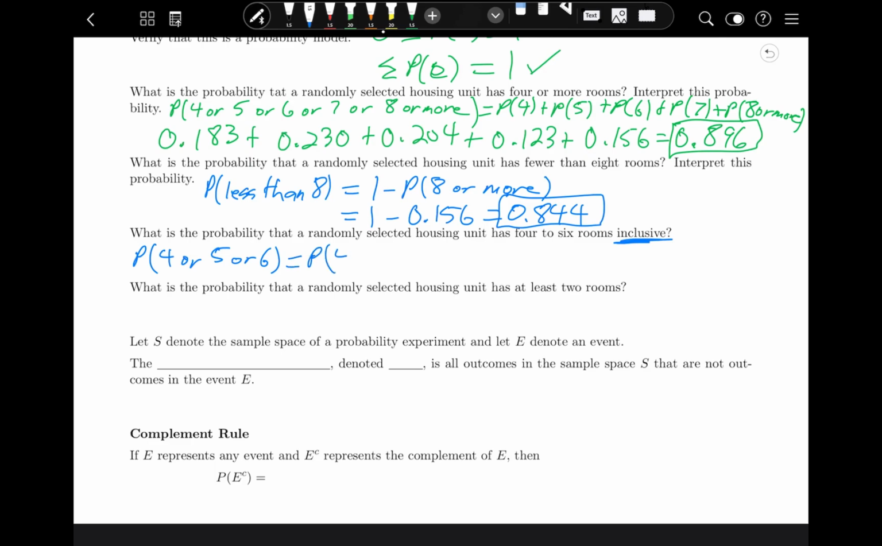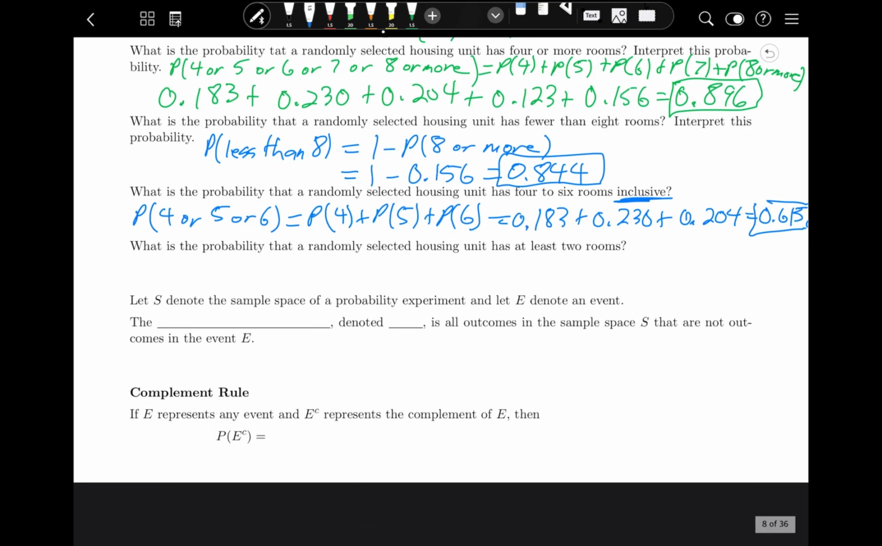And so those are mutually exclusive. Just like we did up above, we can do the probability of 4 plus the probability of 5 plus the probability of 6. So that would be 0.183 plus 0.203 plus 0.204. And when we do that, we get 0.613. And so that's the idea of using this addition rule for disjoint events.